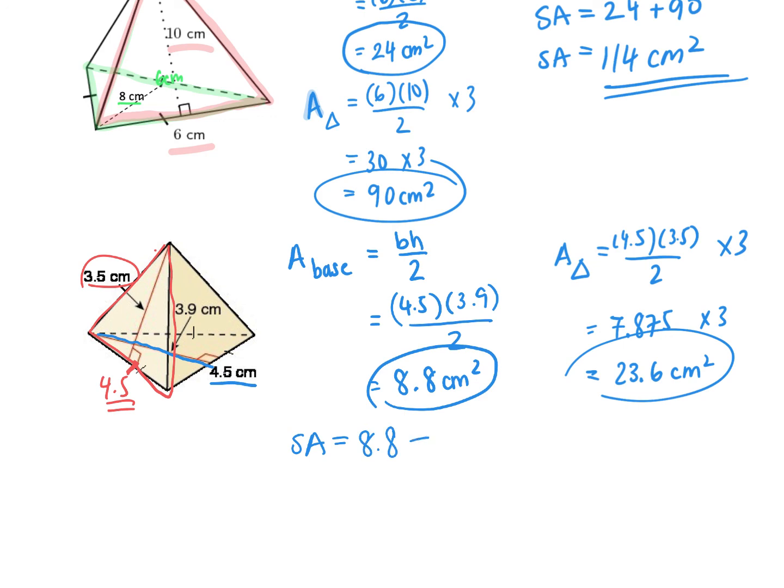So here's the base, and here are those 3 individual triangles. And when we add them up, our total surface area is 32.4 centimeters squared. So some rectangle formulas, some triangle formulas, and just really visualizing the shapes you have, how many are identical.